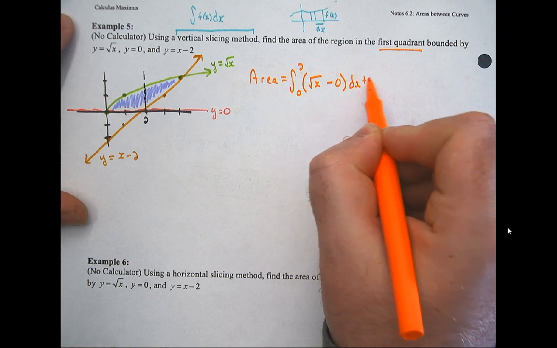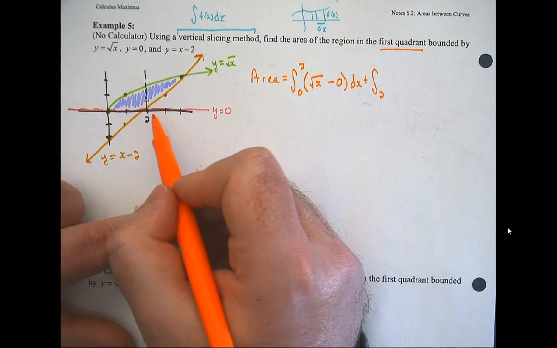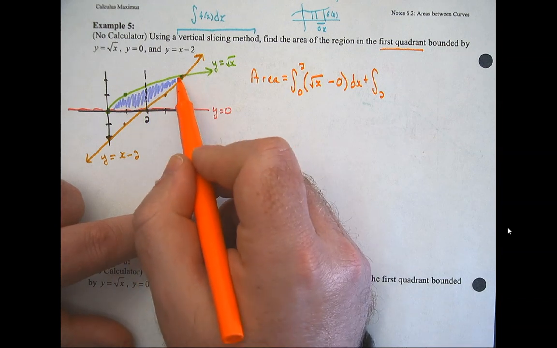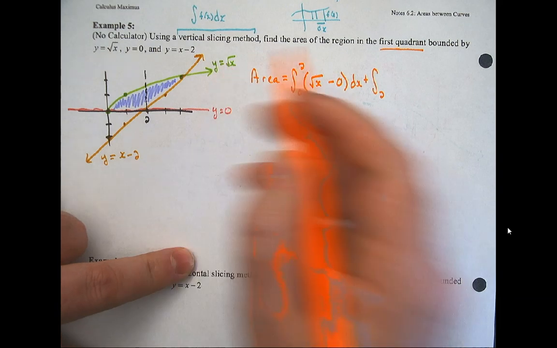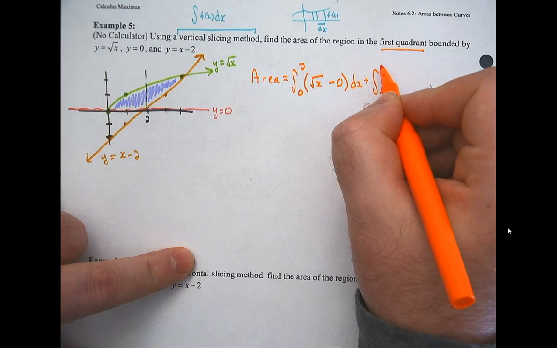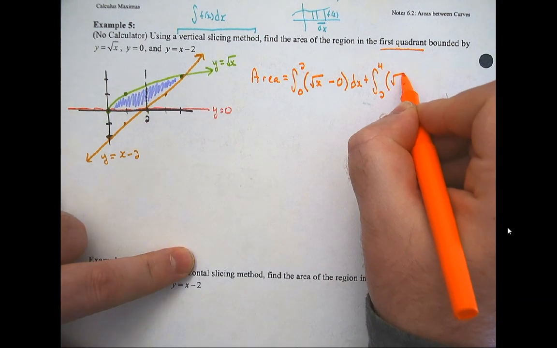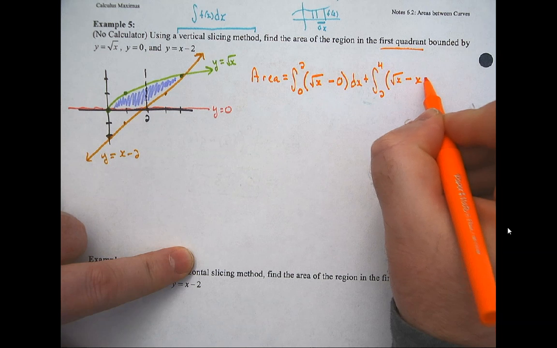Dx, plus then my next region starts at 2. Ooh, where do these intersect? Now, we did a nice job when we were going up and over, but we should just double check. 4 minus 2 is 2. Square root of 4 is also 2. So we're going from 2 until 4 of, now the upper region is square root of x minus my lower region is x minus 2.